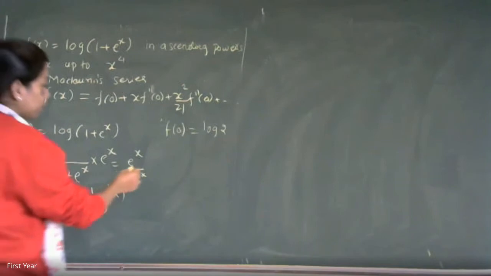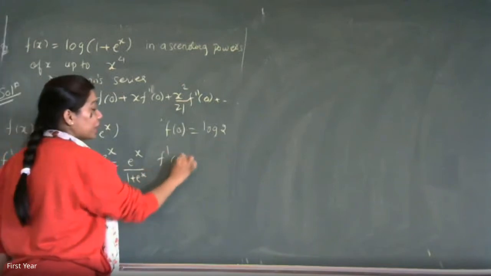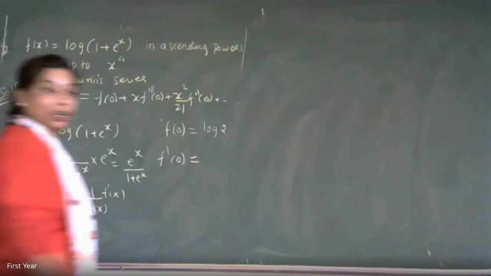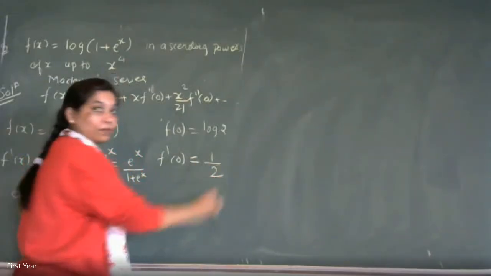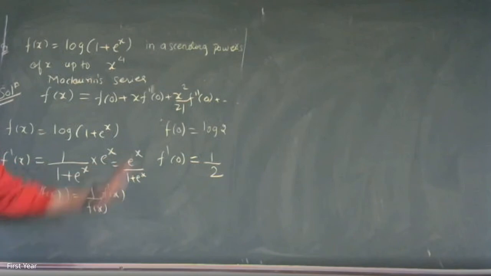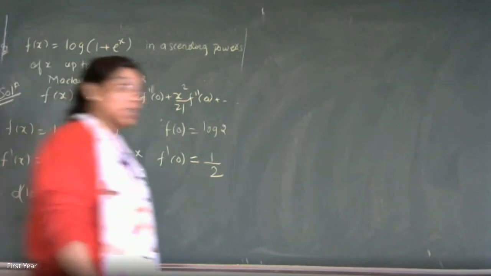Then f dash of 0. Harshan, can you tell? 1 by 2. Everybody is getting 1 by 2? Yes, ma'am. Okay. e raised to 0 is 1, 1 plus e raised to 0 is 1 plus 1, 2. So f dash of 0 is also half, which is easy.